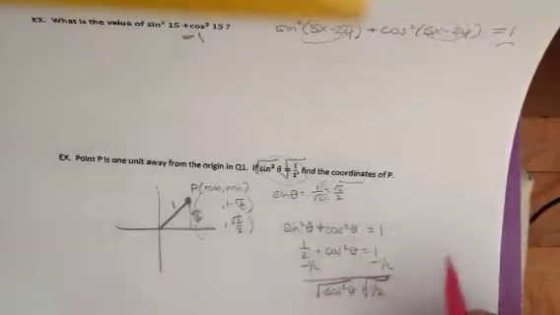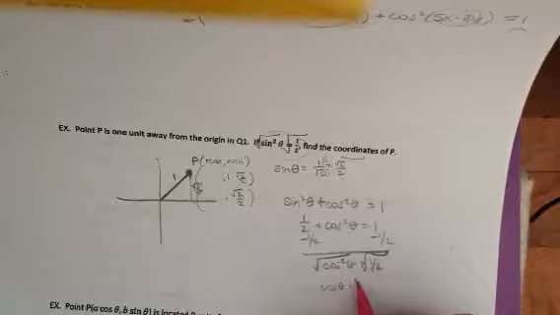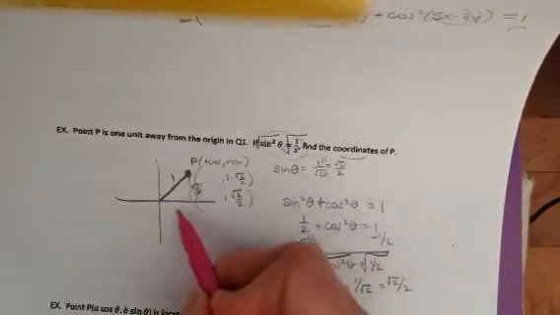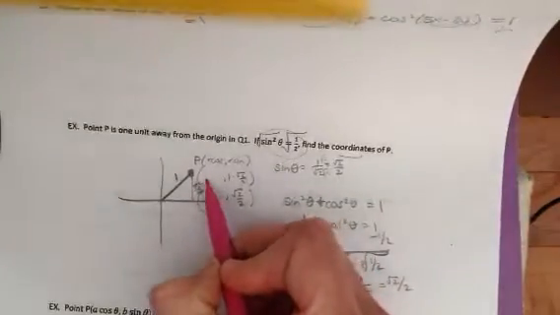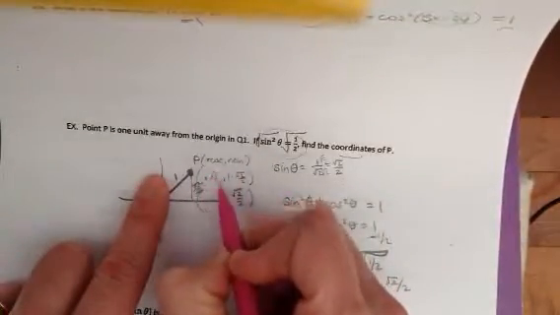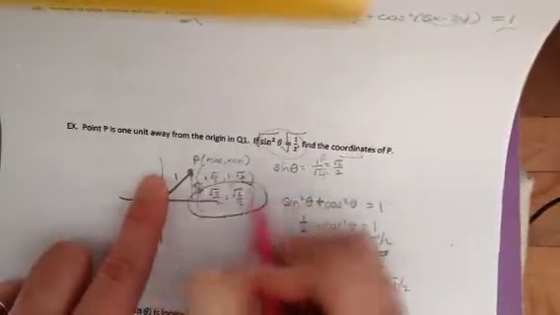Square root both sides, and you're going to get cosine of theta equals the square root of 1, which is 1, over the square root of 2. And then rationalize, this also becomes root 2 over 2. So your x coordinate is also 1 times root 2 over 2, which is just root 2 over 2.